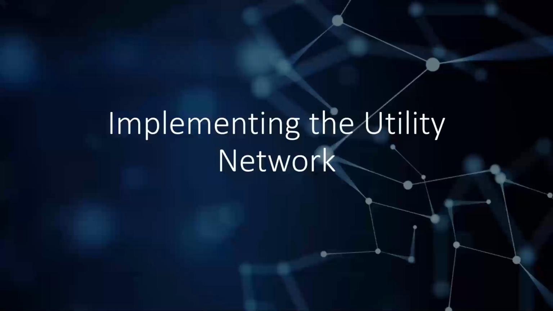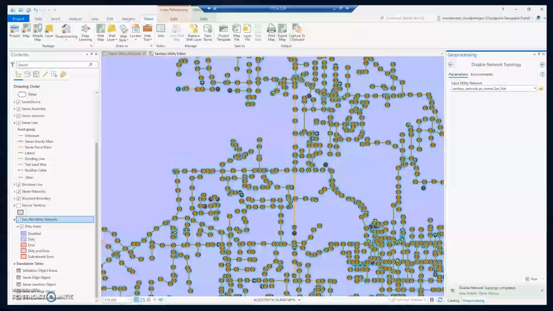So lastly, we are going to implement the utility network, and that's going to consist of making sure we have global IDs, editor tracking enabled, branch versioning. We're going to be repointing data sources, enabling topology, and then publishing a utility network service to the portal. So we're going to watch a quick demonstration here.